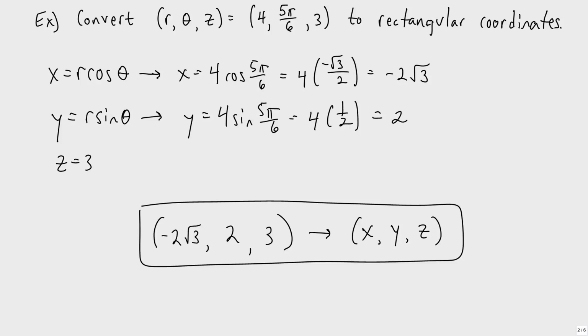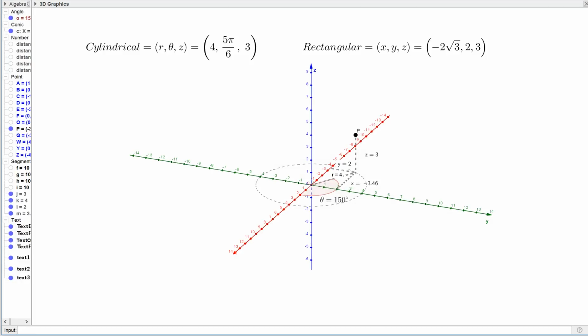Okay, so let's go ahead and take a look at that in 3 dimensions. Our cylindrical coordinates were 4, 5 pi over 6, 3. So in 3 dimensions, this is the positive x-axis, this is the positive y-axis, this is the positive z-axis. Using the positive x-axis, we swing an angle of 5 pi over 6, which is 150 degrees, and that would put the terminal side here.